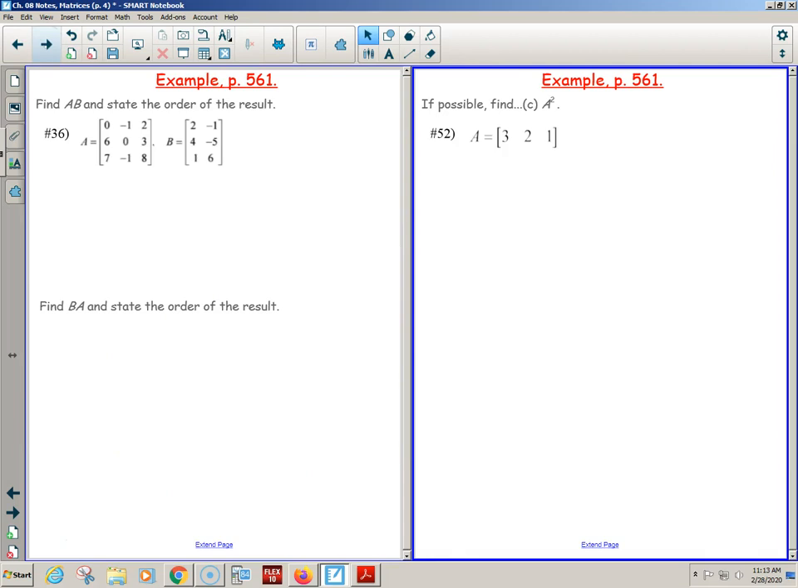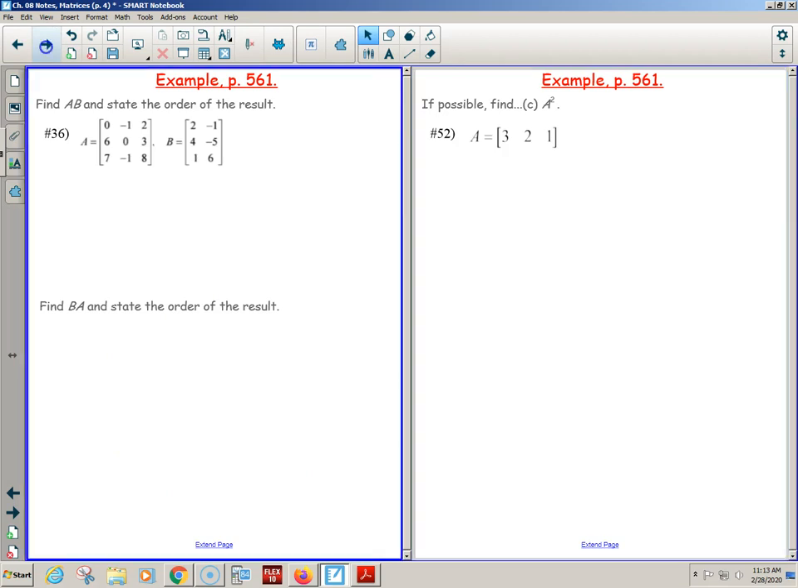So, let's have some fun. How about this one? First of all, don't groan. See if it's legal, because if it's not legal, what do you get to do? No solution. So is it legal? No.